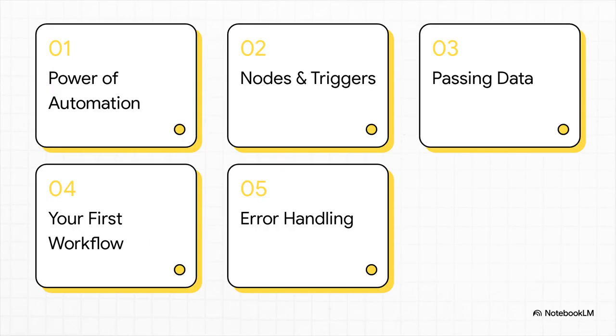All right, so here's our roadmap for this explainer. First up, we'll look at the power of automation. Second, why you should choose n8n. Third, we'll cover nodes and triggers. Fourth, passing data. And finally, building your very first workflow.